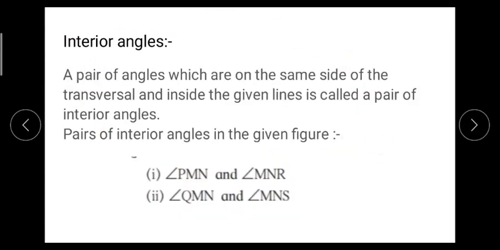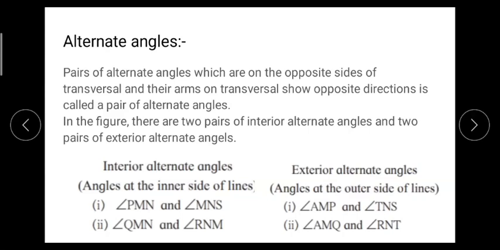Similarly, interior angles. The explanation is there on page number 7, and these pairs of angles are there on page number 8. Okay. Next, alternate angles. Page number 8, alternate angles. You have the explanation or meaning of alternate angles on page number 8, and below that you have these pairs of angles also.